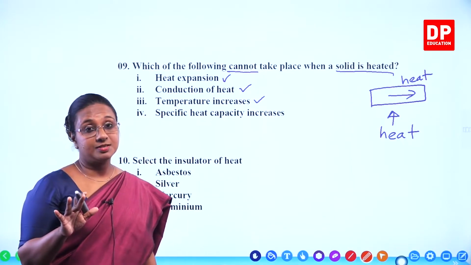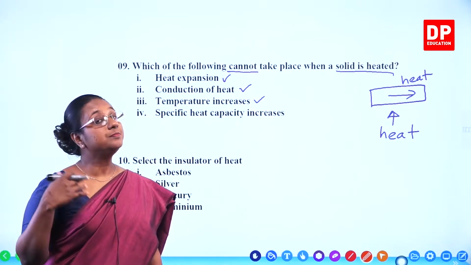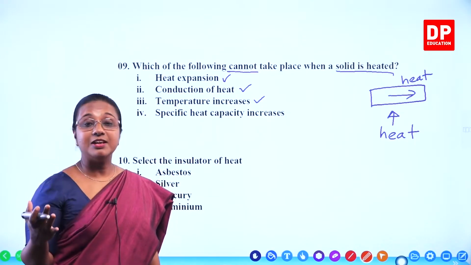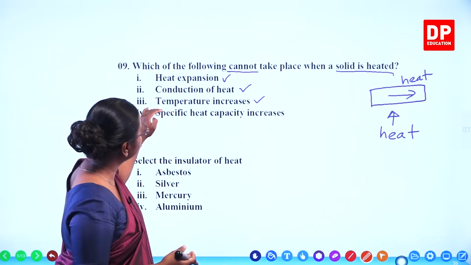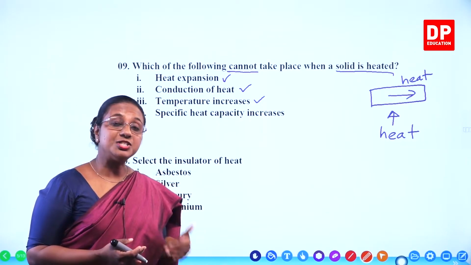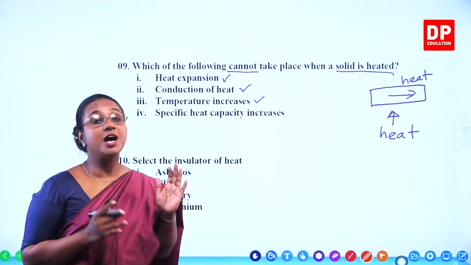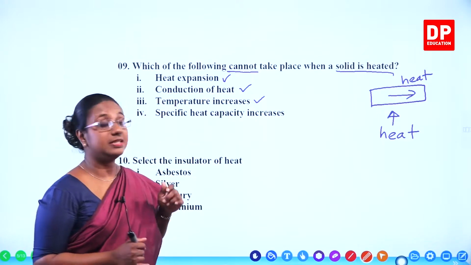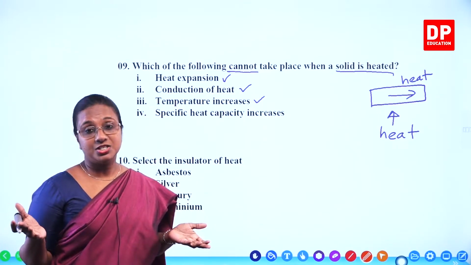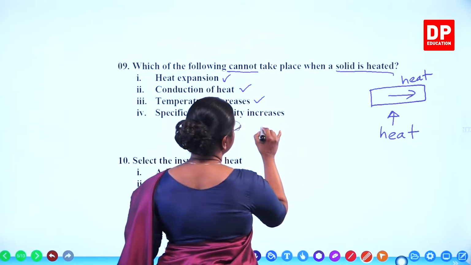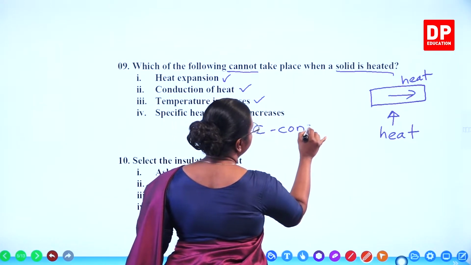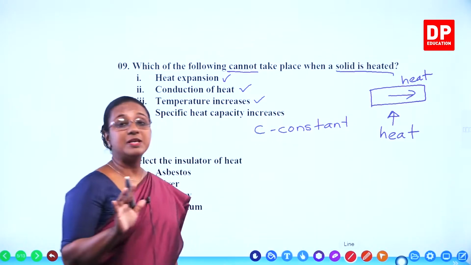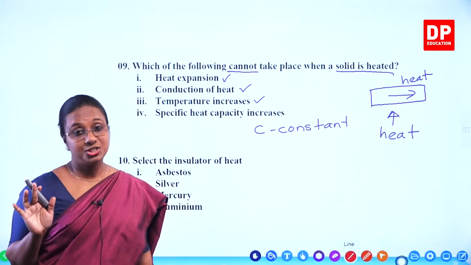You all know that, students. If it is at melting point, then of course there will be no increase in temperature. Otherwise, there will be increase in temperature. So, these three are possible. Expansion, conduction and increase in temperature are all possible. Then the fourth one, specific heat capacity increases. Can that change? Specific heat capacity is a constant for a particular medium. For a particular substance, the specific heat capacity cannot change.